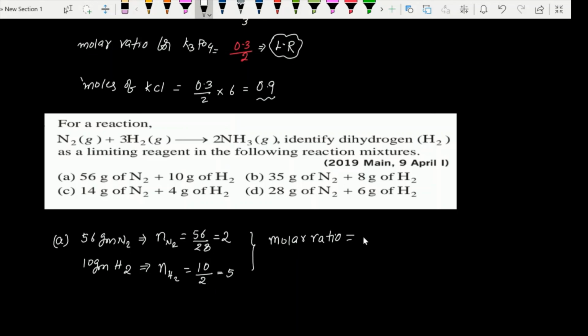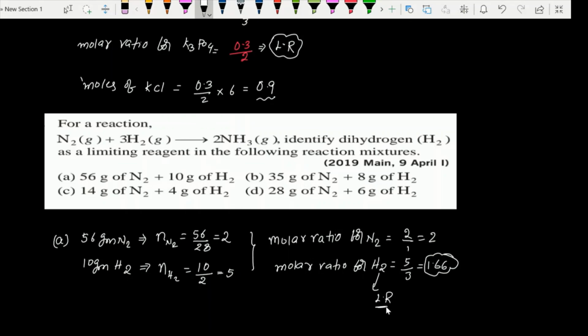For nitrogen, the given moles are 2 and the stoichiometric mole is 1, so the molar ratio is 2 over 1, that is 2. Next, the molar ratio for hydrogen: given moles 5 over 3, which is 1.66. So here hydrogen will be the limiting reagent. Among these two, 2 and 1.66, 1.66 is the smallest value, so hydrogen becomes the limiting reagent.